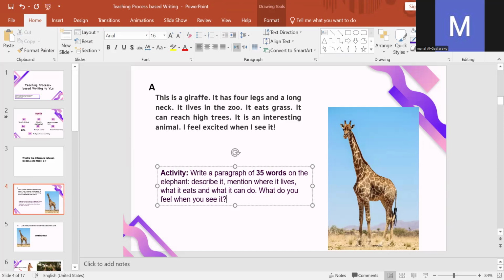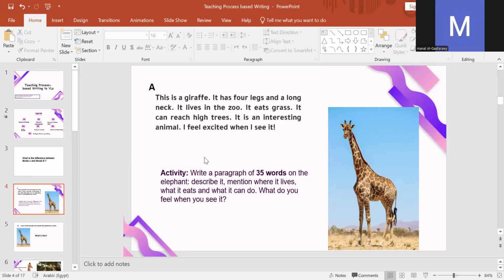Well, if I ask you to take a moment to reflect on this activity, what do you notice and observe? What I observe is that I have a text that describes a giraffe. For example, this is a giraffe. It has 4 legs and a long neck. So here is an introduction of the animal and then a description of the outer appearance. It lives in the zoo. It eats grass. It can reach high trees. It's an interesting animal. I feel excited when I see it.